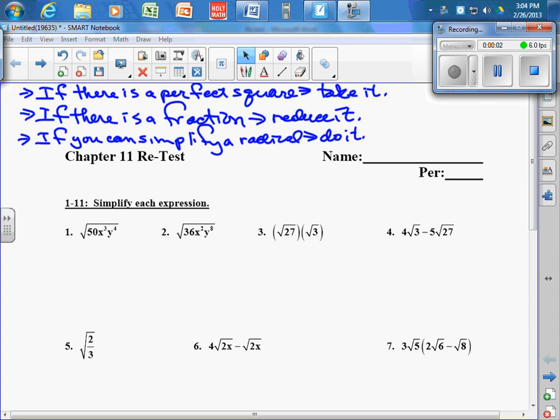All right, let's see what we can do with this practice test for our radicals test. Keep a few things in mind here first. Number one, if there's a perfect square, take it. Number two, if there's a fraction, reduce it. And third, if you can simplify a radical, do it.